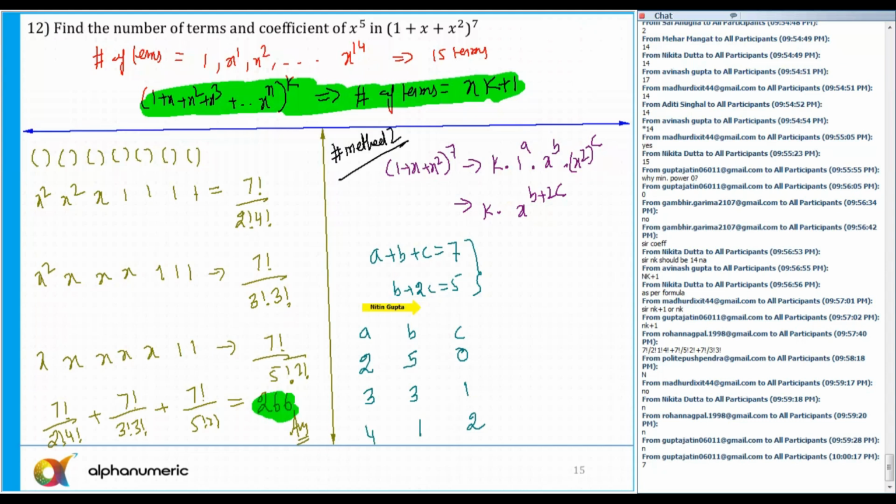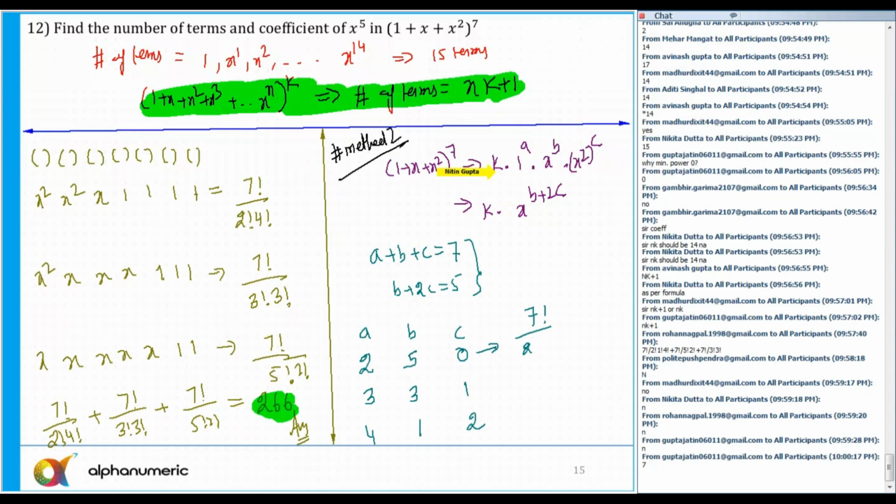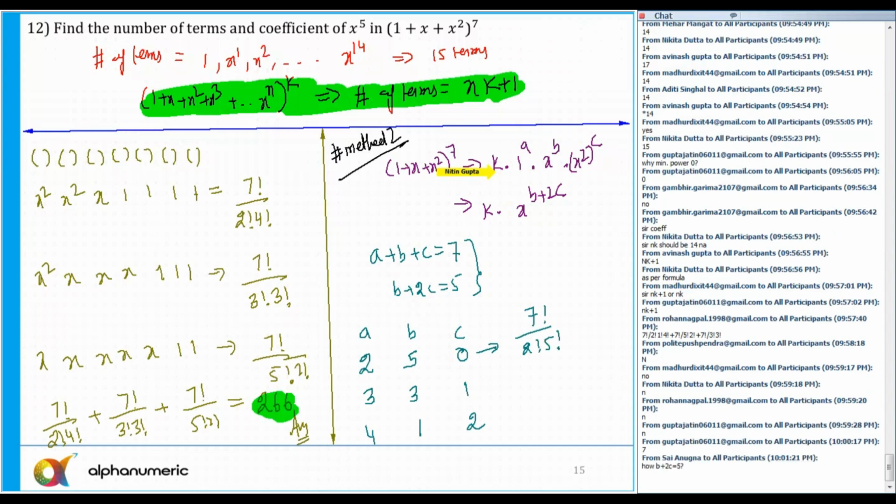So in this case, I need to arrange also, no? That is 2, 5, 0. So what is the total number of arrangements? That is 7! by 2! into 5!. I need to find the coefficient of x^5. In the expansion, I am getting the power of x as b + 2c, and the power of x we need is 5. So it means b + 2c must be equal to 5. Clear now?